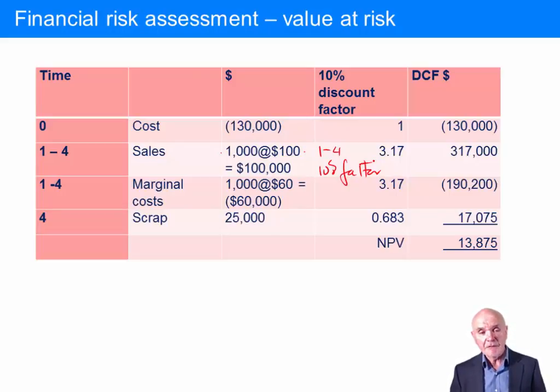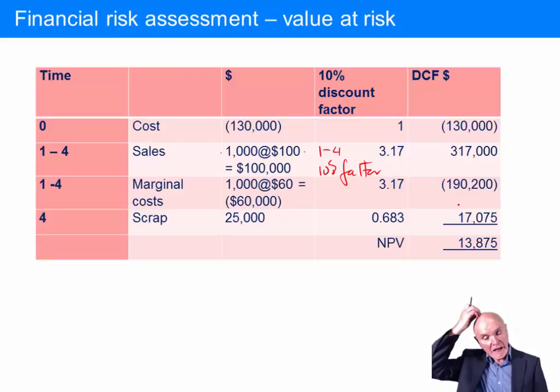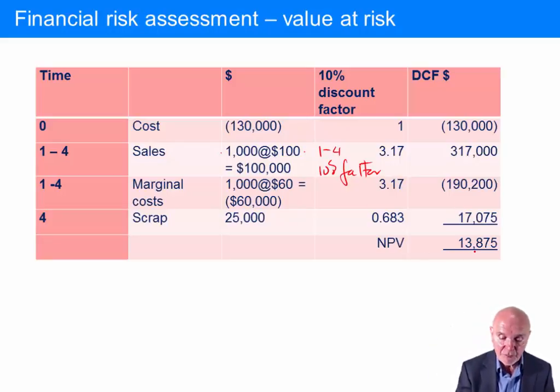So the present value of these 4 flows discounted at 10% is 317,000. Similarly, the costs here, 1,000 units, the cost is only 60, so coming out at 190,000. Then we have a bit of scrap at the end, coming in at 17,075, and we have a net present value here of 13,875 positive. So the conventional wisdom would say go for that.